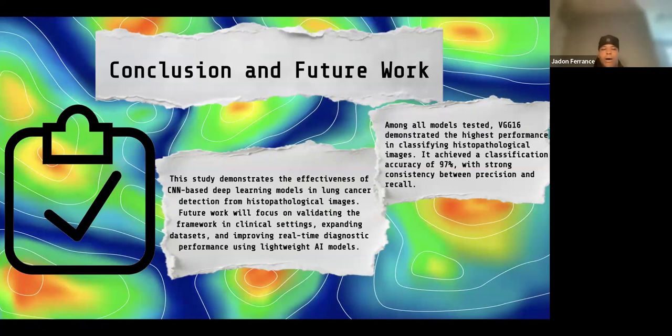VGG16 achieved about a 97% classification accuracy and was highly consistent precision-wise and recall across all five classes. During its training, it reached a validation accuracy of 96% and maintained a low validation loss of 0.098. These results suggest that despite being a more traditional architecture, VGG16 remains highly reliable for medical imaging tasks, especially when paired with interpretability tools like Grad-CAM.